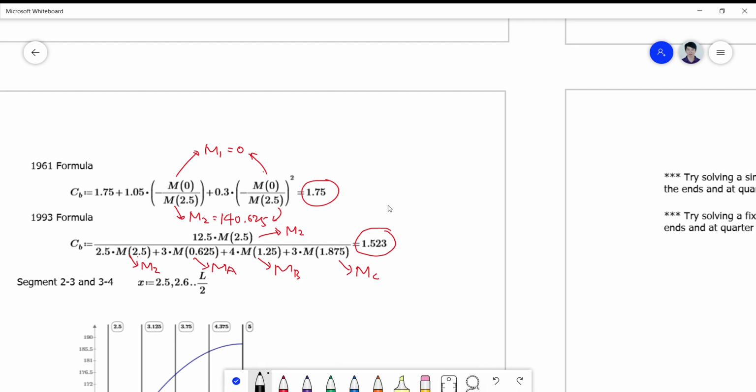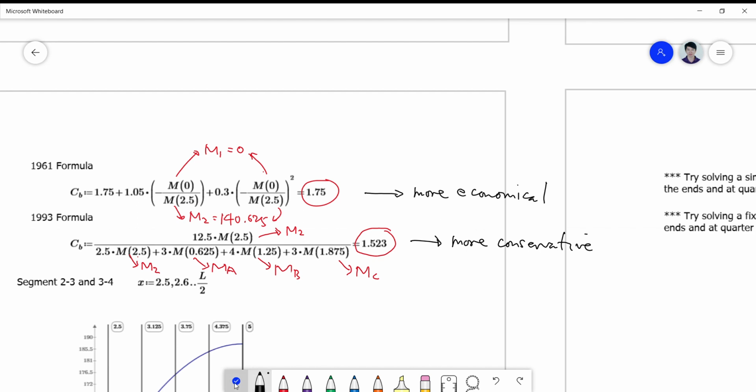Comparing the two, which is more conservative? So here, this is more conservative and this is more economical. But you can use either of the two. If you are looking for a more economical value, you use 1.75. If you want a more conservative value, you can use 1.52 for that particular segment alone.